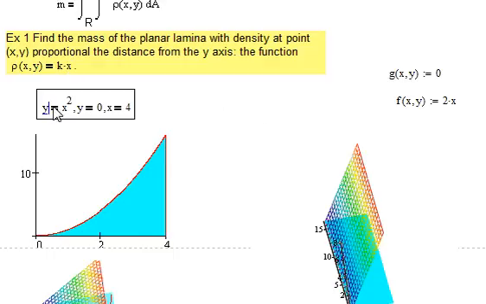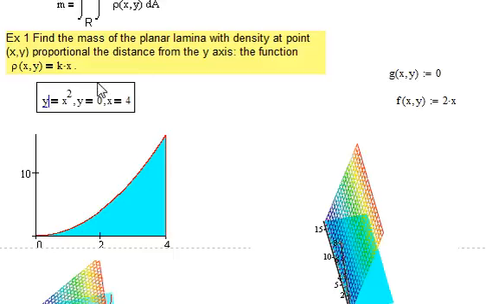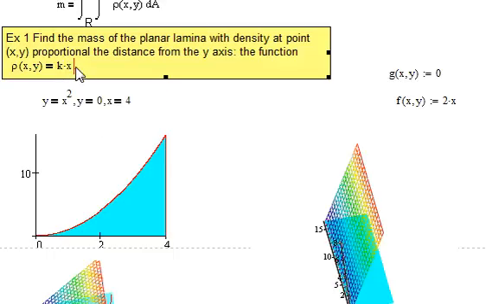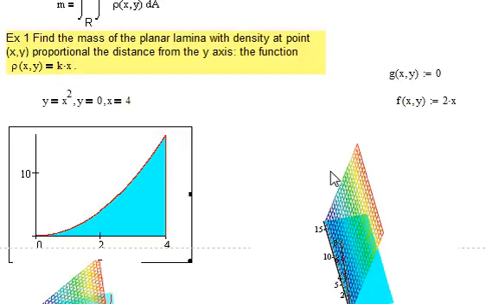And we're also given this region. This is also part of the example. The region is y equals x squared, y equals 0, and x equals 4. So x equals 4 is this line, y equals x squared is this parabola. This would be the point x is 4, y is 16, and y equals 0 is the x-axis. So we're looking at the density function, k times x over this region.